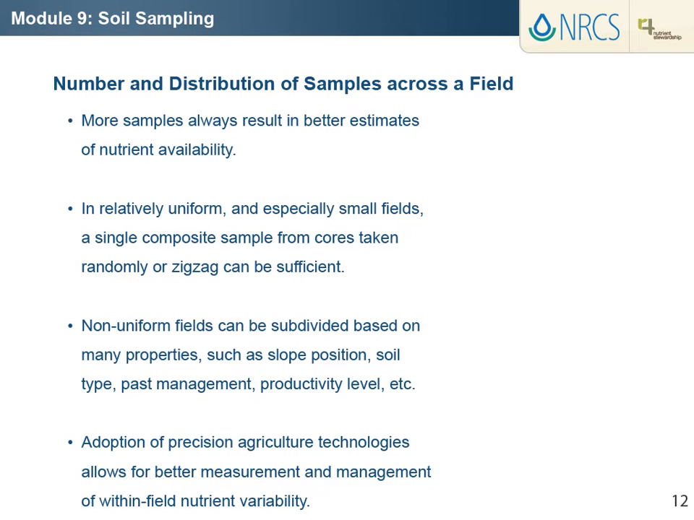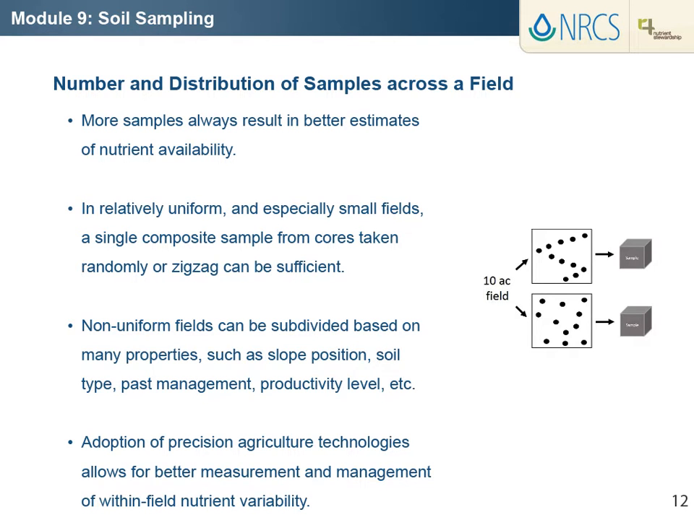The most appropriate number of samples and location distribution across a field depends on the magnitude of the variability. But cost, benefits, and method of nutrient application should also be considered. More samples always result in better estimates of nutrient availability, but the crop response to fertilizer addition may not offset the increased sampling and testing costs. In relatively uniform fields or areas smaller than about 10 acres, a single composite sample from cores taken in a random or zigzag manner is often sufficient.